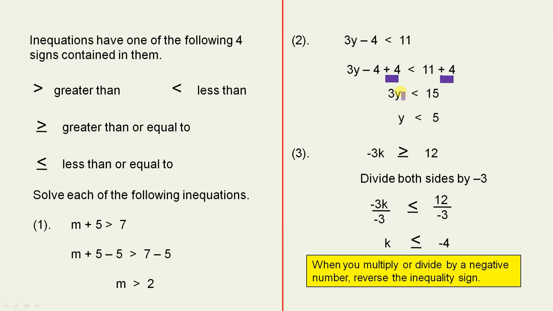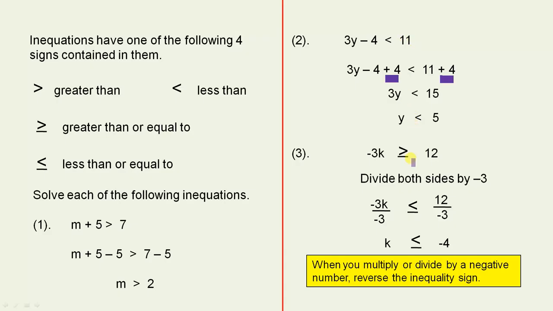See, a lot of this now you can just do in your head. I don't have to write 3y over 3, 15 over 3. Sometimes I will and sometimes I won't. But this is so straightforward that when you divide both sides by 3, you can see straight away that y is less than 5. So all values of y which are less than 5 will satisfy this inequation.